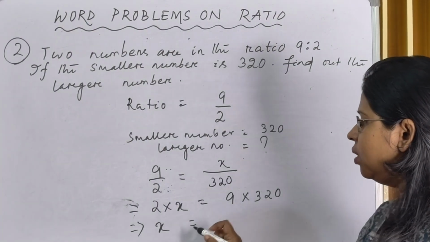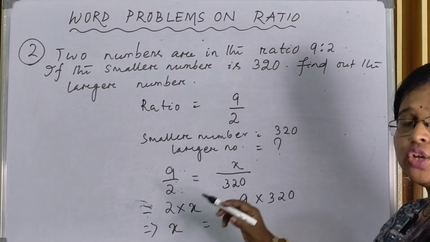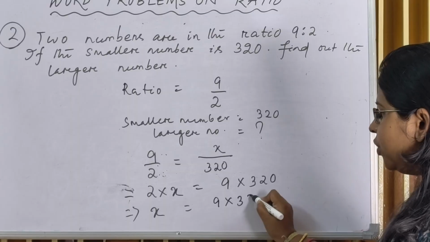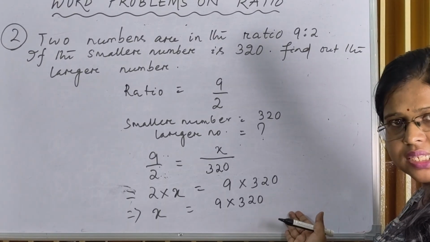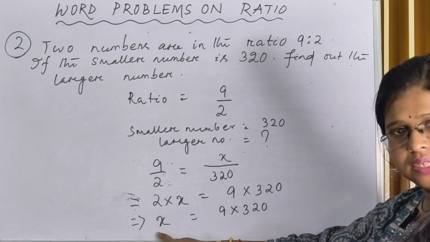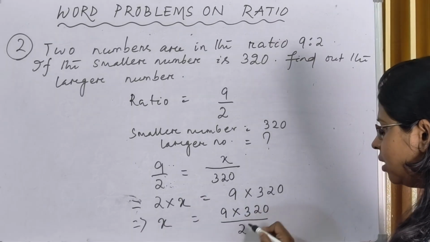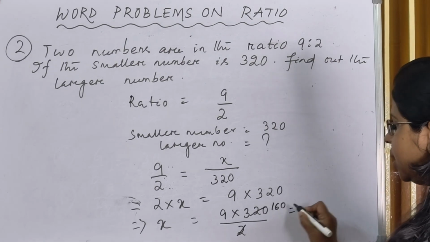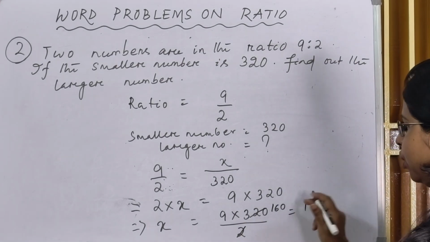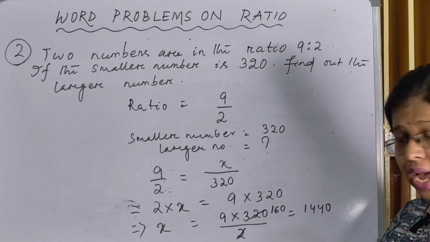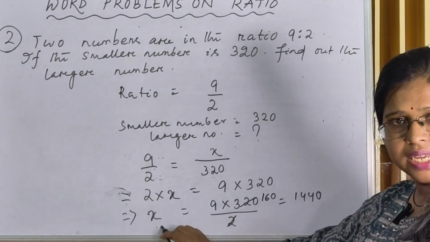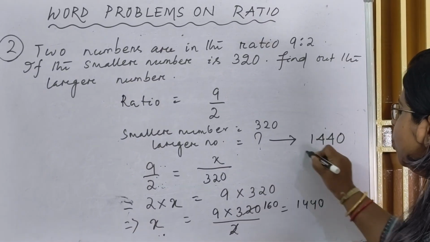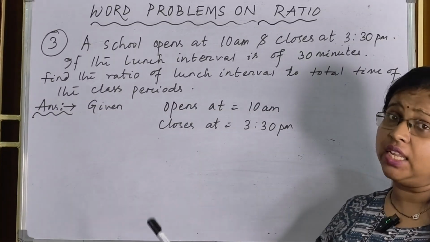Now x equals what? Here x is multiplied, so on the other side it will be the opposite. That means 9 into 320, whatever is given on the RHS side, we will write it down. The 2 multiplied here will be divided on the opposite side. Now 320 divided by 2 is 160. Now 9 into 16 is 144, and there is a 0, attach the 0. So now this x is the larger number, we have taken x as the larger number. So the larger number answer is 1440.